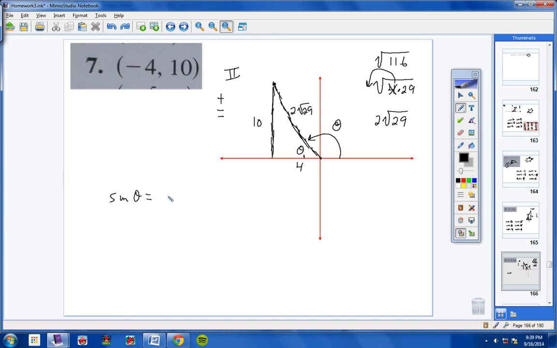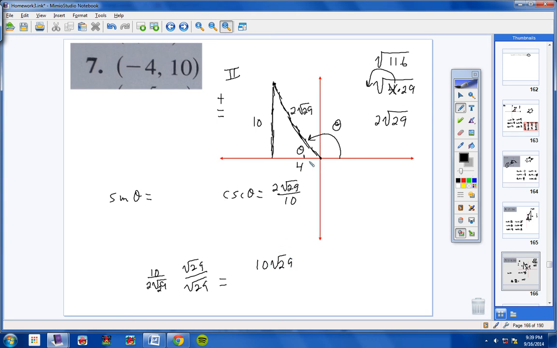So sine of theta would be opposite over hypotenuse. So 10 over 2 square root of 29. Now I've got to rationalize that. Before I do though, I'm going to go ahead and write the reciprocal. The cosecant of theta would be 2 square root of 29 over 10. Now let's take this right here and rationalize it. I'm going to do this for you because it is a little more difficult. We're going to multiply the top and the bottom by the square root of 29. And if we do that correctly, we'll get 10 square root of 29.